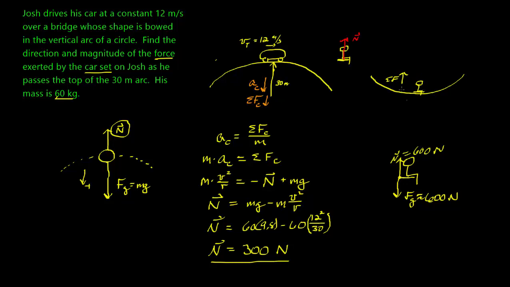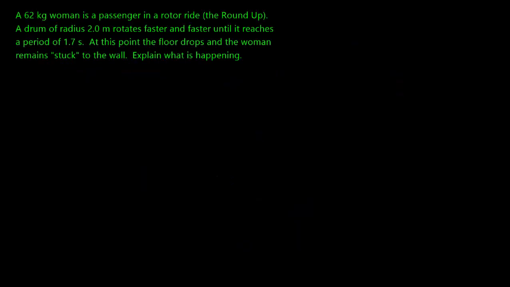All right, let's do another example. Okay, now we're going to look at a rotor ride. It's kind of like the roundup. Anyway, a woman's in it. The drum spins around. So let me draw a picture of what's happening. So you kind of have this big drum-like thing. Big cylinder. Should have drawn this before.